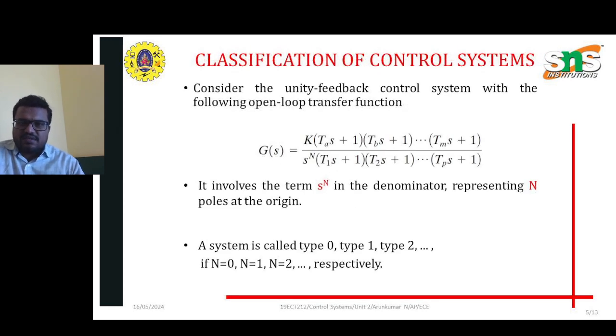Let us consider a unity feedback control system with the following open loop transfer function. G of s equal to K into (Ts plus 1), and so on up to infinity. Here it involves the term s power n in the denominator, where n represents the number of poles at the origin. A system is called type 0, type 1, type 2 based on the n value. If it is 0, then it is a type 0 system, and 1, 2 are type 1 and type 2 systems respectively.